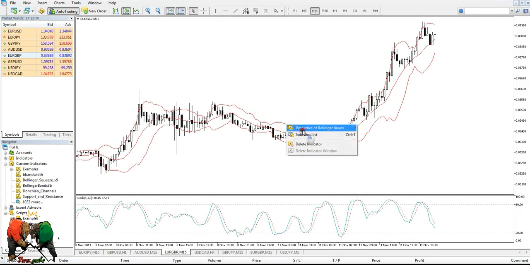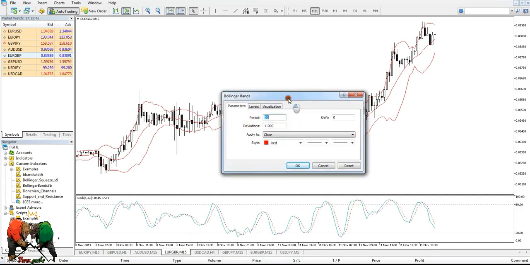The first indicator is the Bollinger Band indicator. If you're trading 1 hour or below, the period setting for that indicator needs to be 10, and the deviation setting for that indicator needs to be 1.9. If you're trading 4 hourly charts or above, then that period setting needs to be at 20, and the deviations setting needs to be at 2.